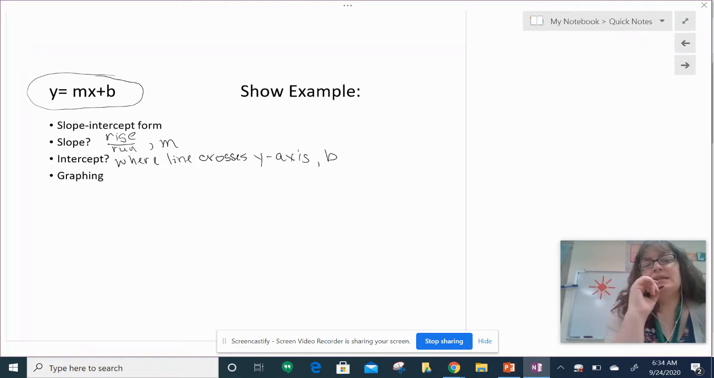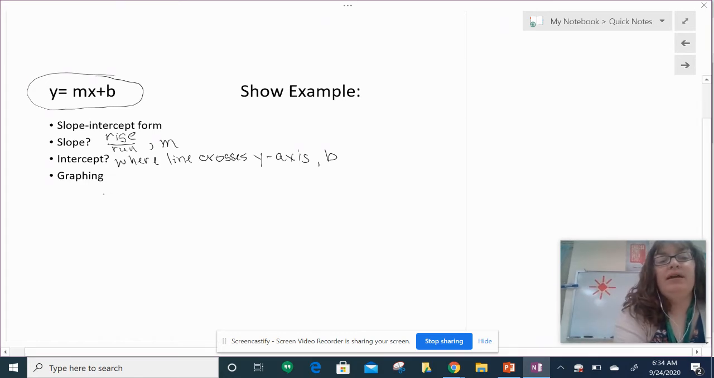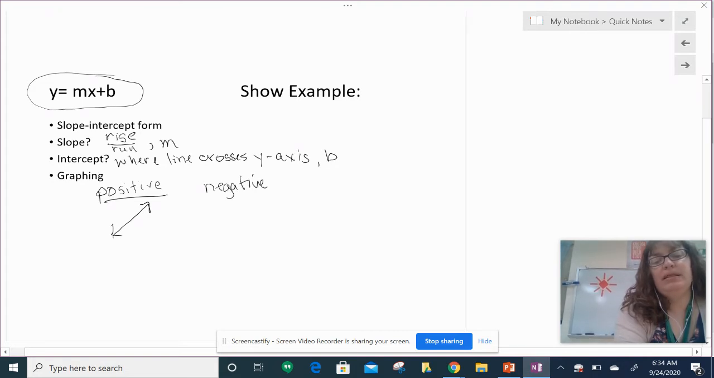A couple other things that I just want to remind you of to help us with graphing. If I have a positive slope, so if my m is positive, I know my line is going to be going up and to the right. And if my slope is negative, I know my line is going to be going down and to the right.